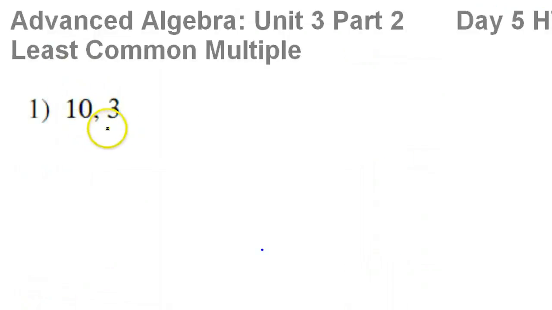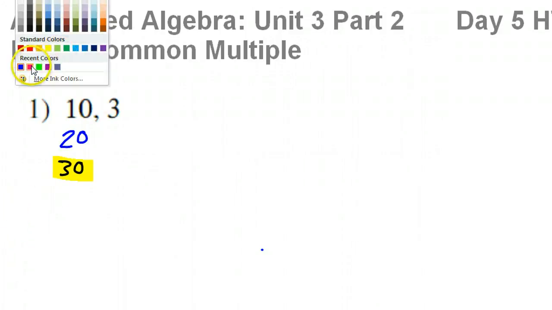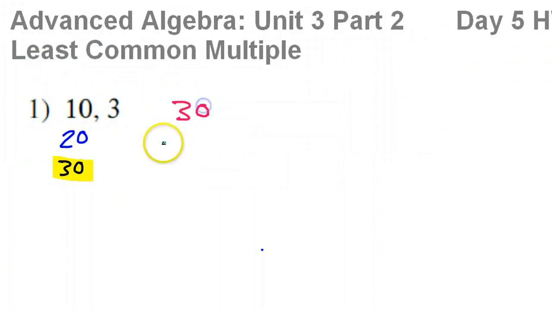When the numbers are this small, you won't need prime factorization to find the least common multiple. You can just glance at it and know that the least common multiple is 30, by starting with the bigger number and thinking about the multiples of 10. The multiples are 10, 20, 30. Which of these can 3 become? Well, 30 is a multiple of 3, so that means 30 is going to be the least common multiple.